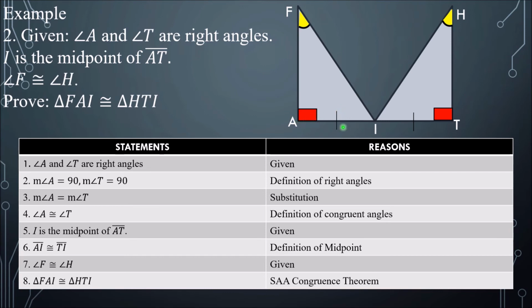Next, angle F is congruent to angle H, and that is given. So we have now side angle angle. Therefore, we can say that triangle FAI is congruent to triangle HTI by SAA congruence theorem.